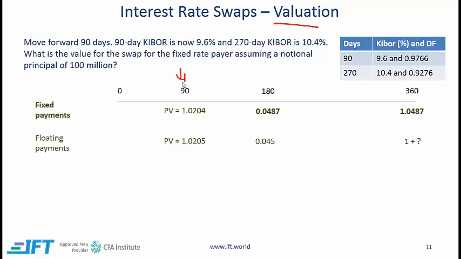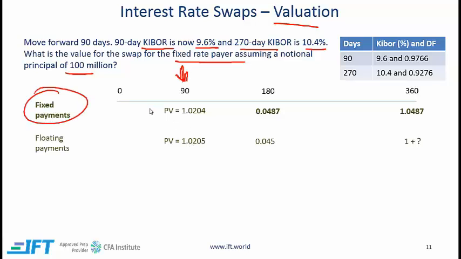We move forward 90 days and interest rates have changed. CIBOR is now 9.6%, so that's 90-day CIBOR, and 270-day CIBOR is 10.4%. What is the market value of the swap here on day 90? And we take the perspective of the fixed rate pair. The notional principal is 100 million. The value is going to be the difference between the present value of fixed payments and present value of floating payments. So where do we come up with these present values?